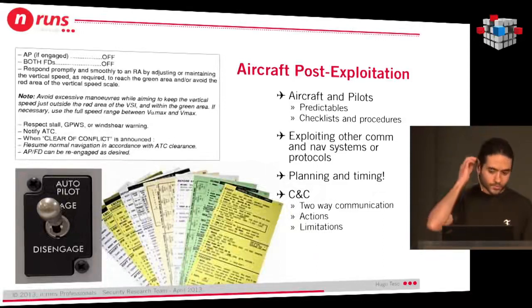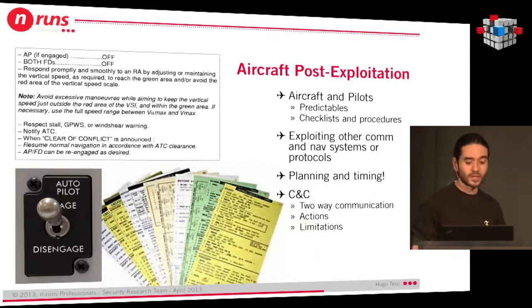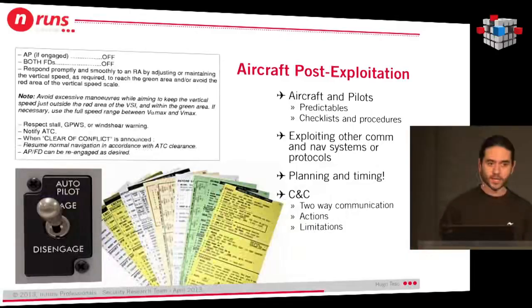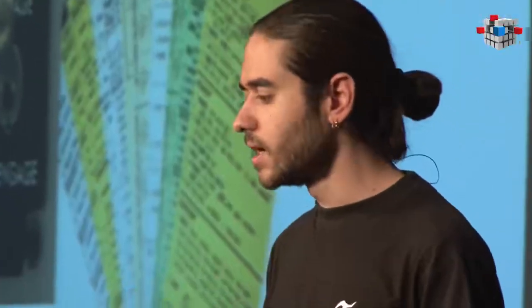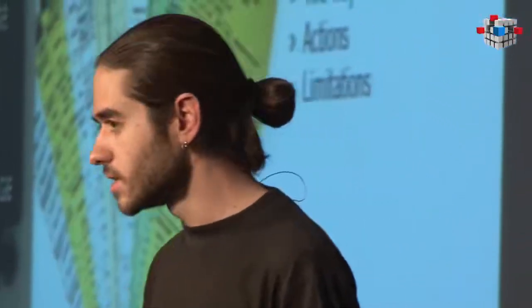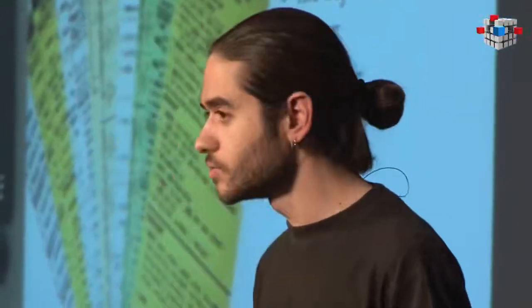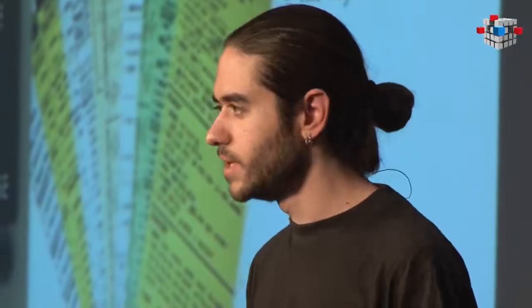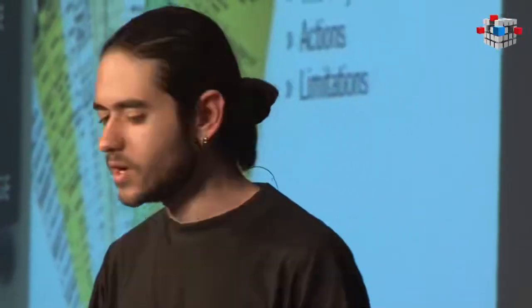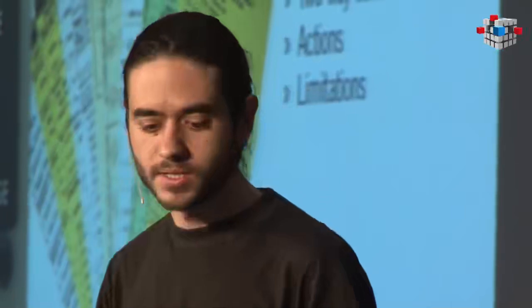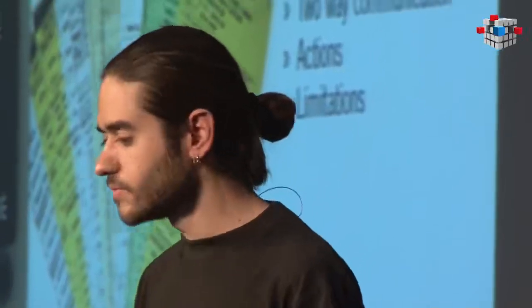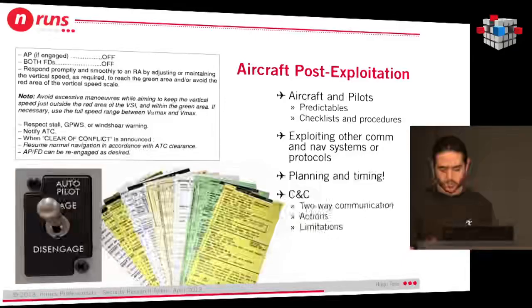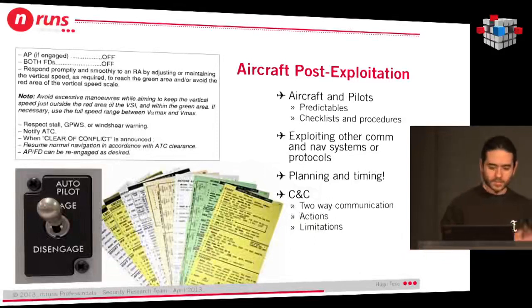After that, we have to try to exploit other communication and navigation systems or protocols. As I said, ACARS and ADS-B have some limitations. If we go over these communications, we can control them, we can overcome these limitations, and also we will be able to send some messages that would be discarded by the systems if we don't take care of that, okay? As I said, planning and timing is everything.